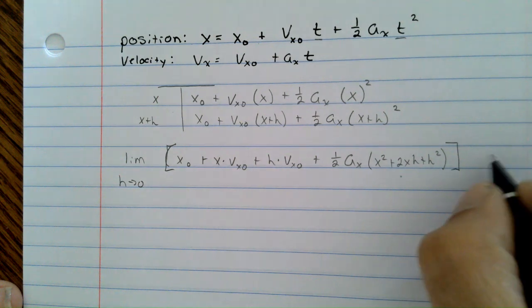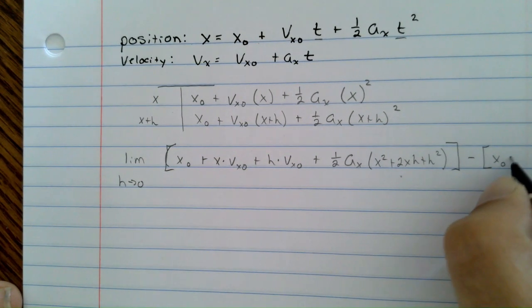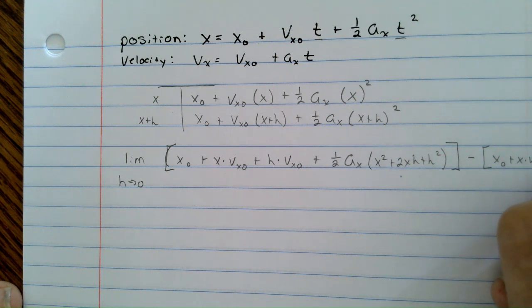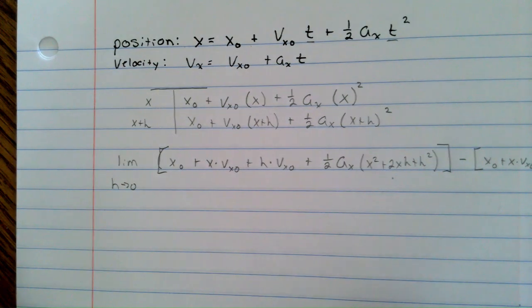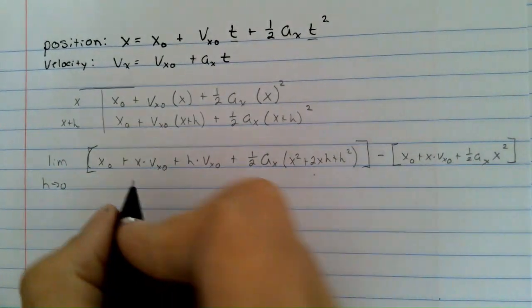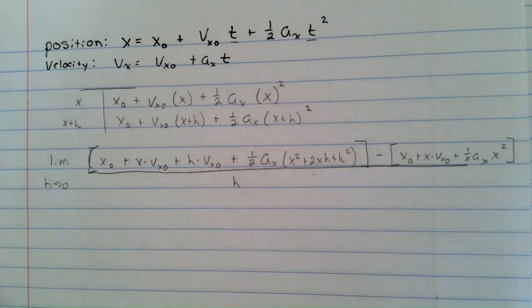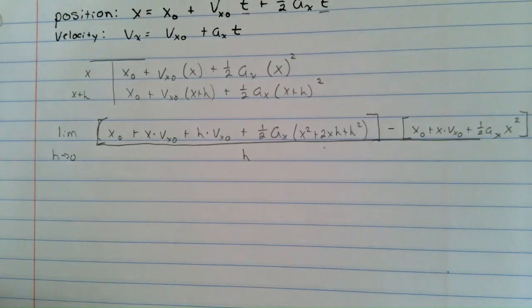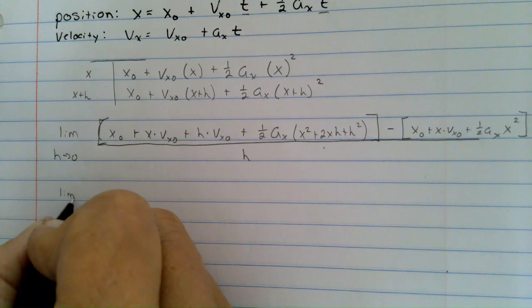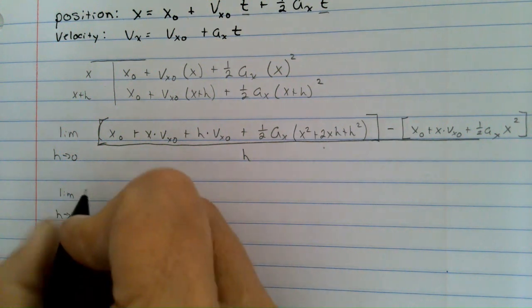All of that would be subtracting x sub 0 plus x times v sub x0 plus 1/2 a sub x x squared. We went off the screen. I almost went off the page. All over h. The limit as h approaches 0.